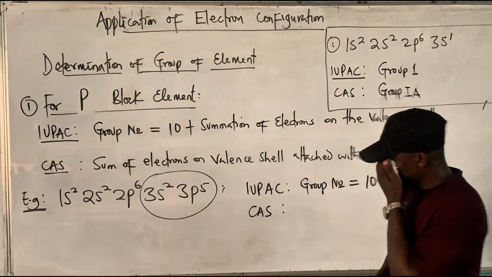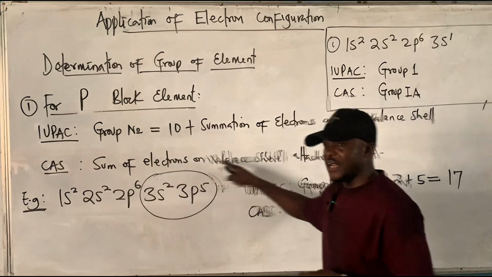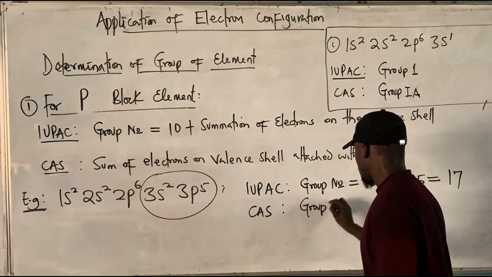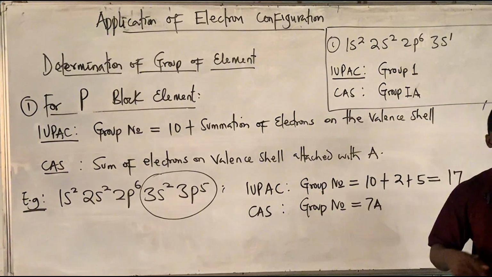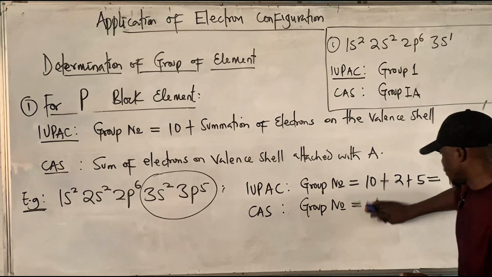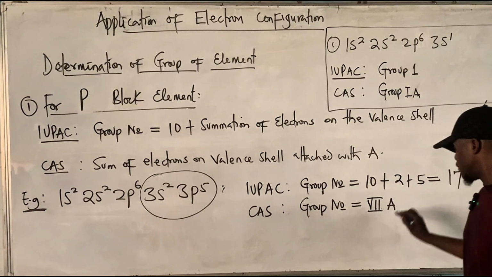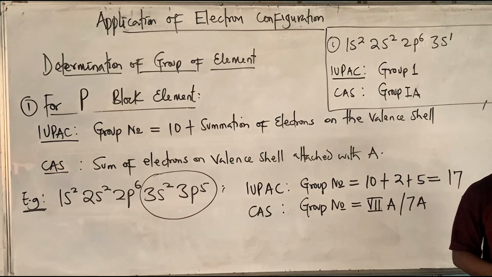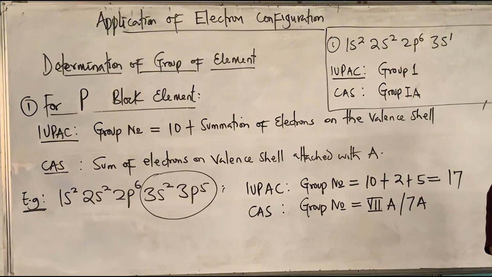Now let's do the CAS. In this case now we are not adding the what? 10. Just the sum of electrons on the valence shell. This is going to be group what? But please, for this CAS, always try to use the Roman figures, right? So this is going to be V. Even if you say this, I don't think they'll mark you wrong. Just ensure that you attach the A. So that is how we get that for P orbital.